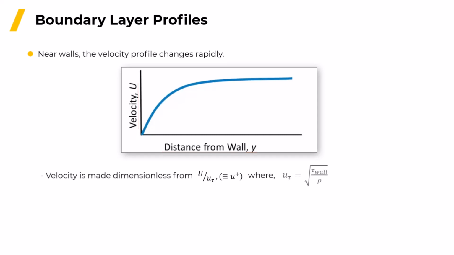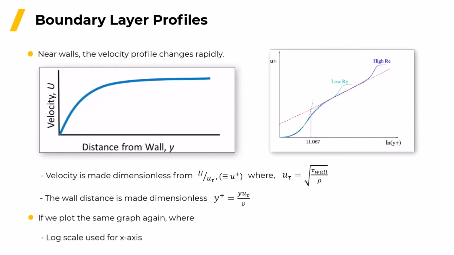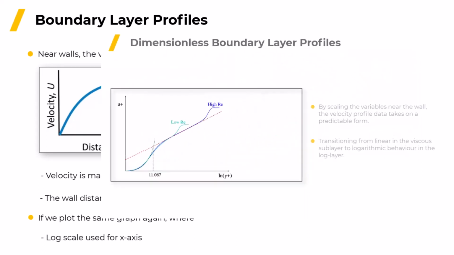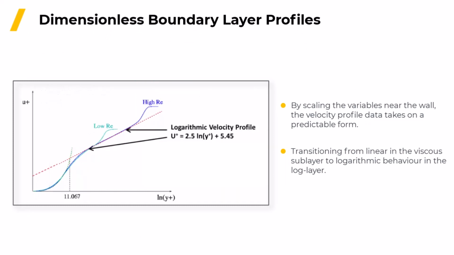Using the friction velocity, which is defined as the square root of the wall shear stress divided by the density, dimensionless variables for velocity and wall distance can be formulated. These variables are called u plus and y plus. When these variables are used to plot the velocity with a logarithmic scale on the x-axis, the velocity profile looks like the picture here, where there's a predictable and universal shape to the velocity profile that transitions from a linear function of y plus in the viscous sublayer to a logarithmic function of y plus in the logarithmic region.